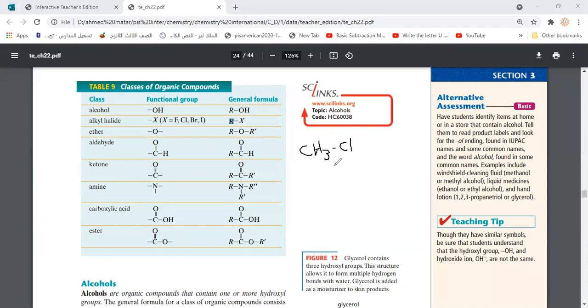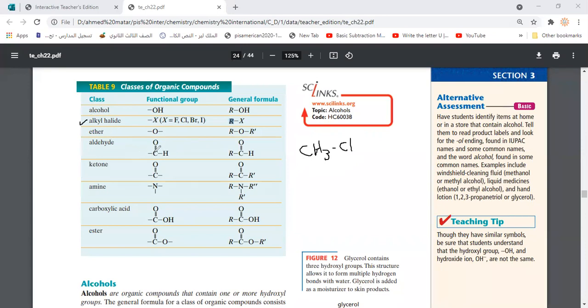Okay, so that is alkyl halide. Now ether: in its functional group, we find two R's attached to one oxygen atom. So the functional group is an oxygen atom bonded by two single bonds to two alkyl groups, and we call them ether.